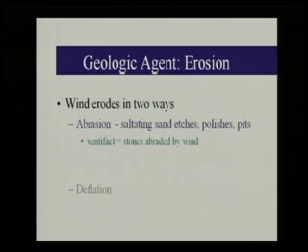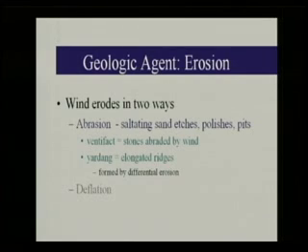A ventifact is a stone that has been abraded by the wind, and we'll look at that in just a second. A yardang is an elongated ridge, a desert feature, and yardangs form by differential erosion.